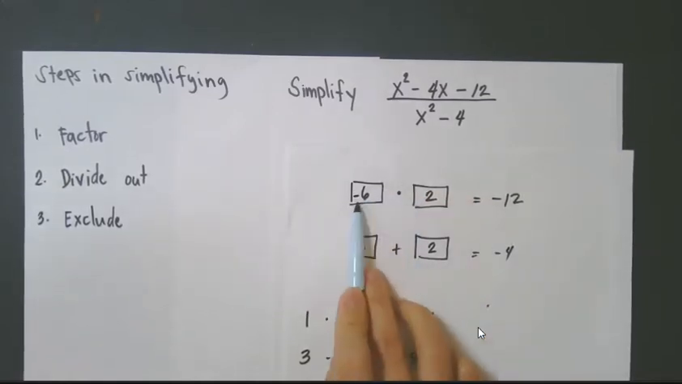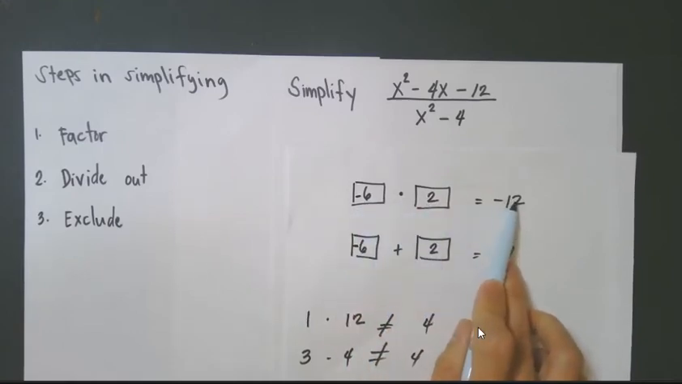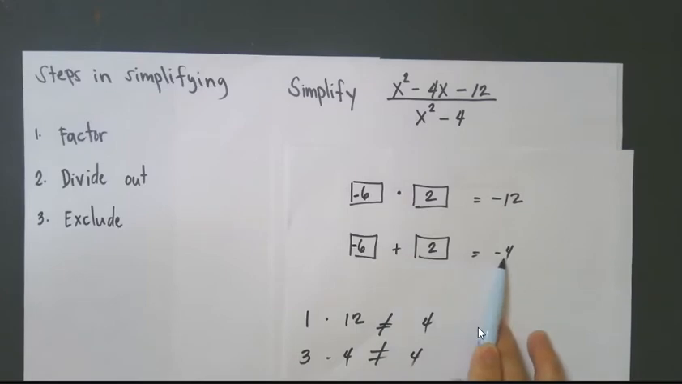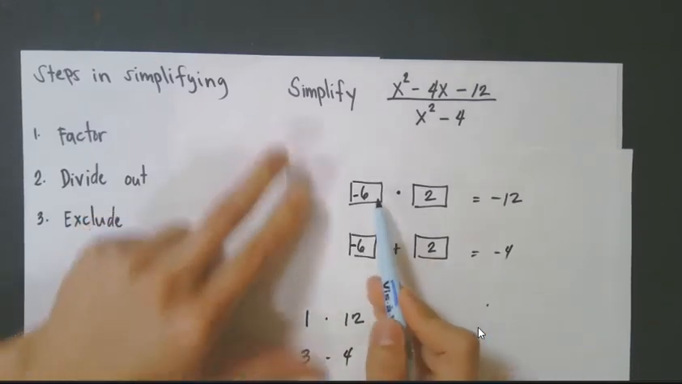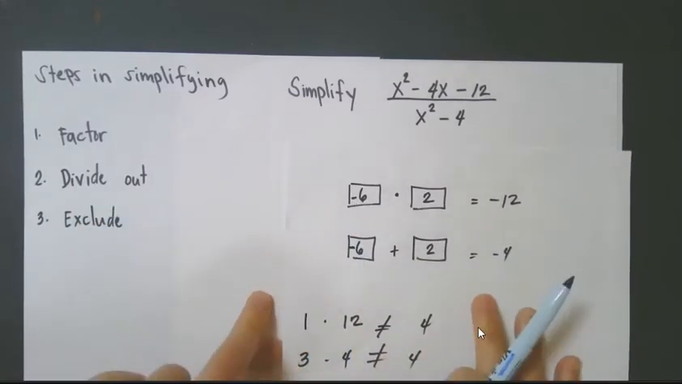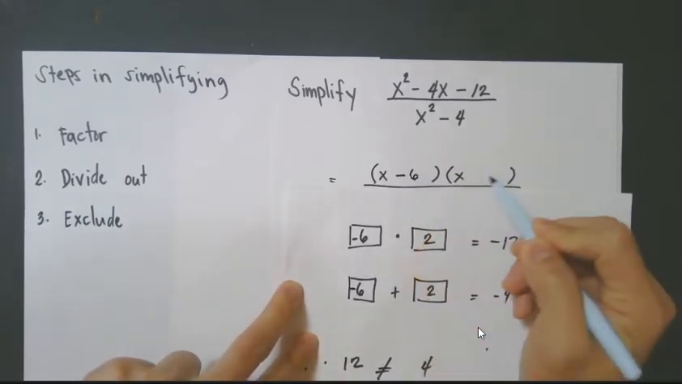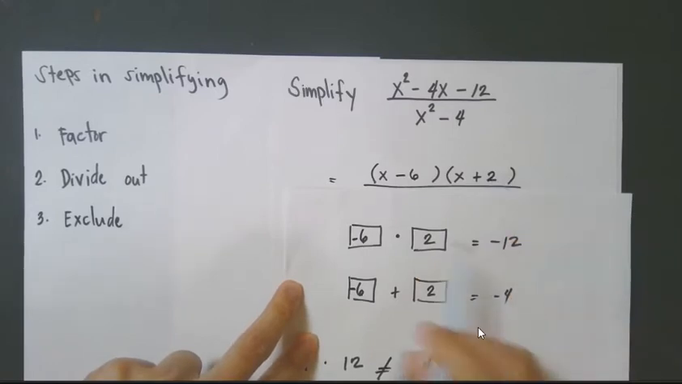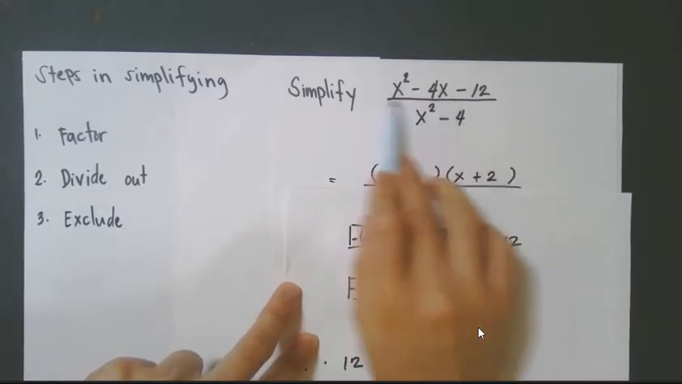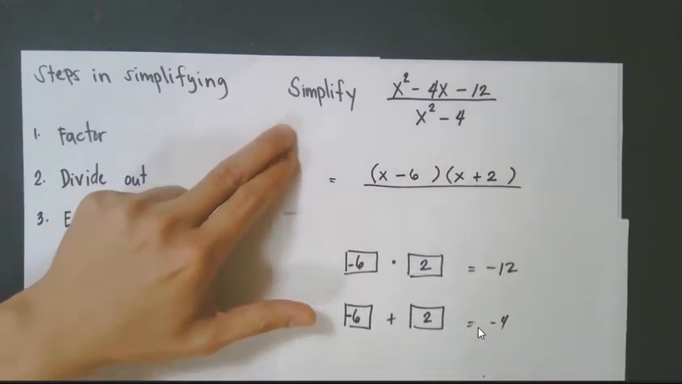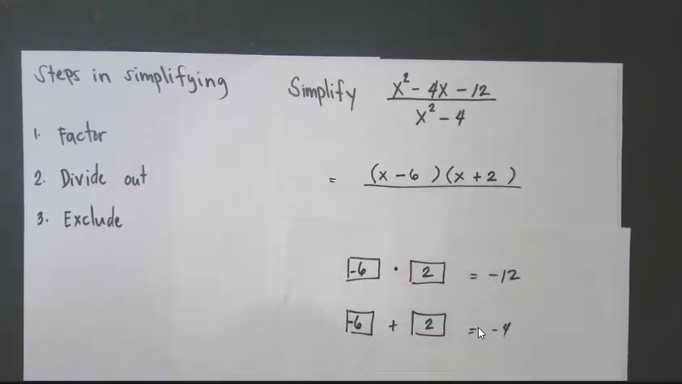So let's try to check that. Negative 6 times 2 will give us negative 12. Negative 6 plus positive 2 will give us a negative 4. So we will use those two integers, negative 6 and positive 2. So those are the factors of your numerator. Now, let's do the denominator.